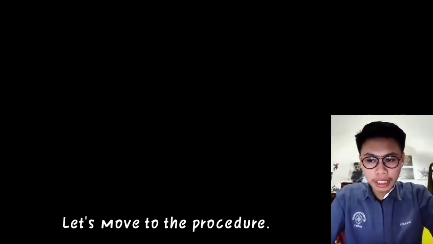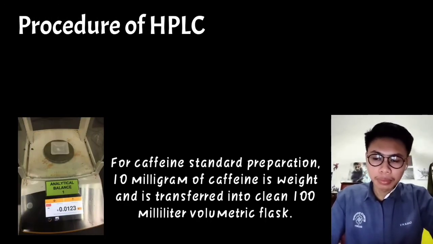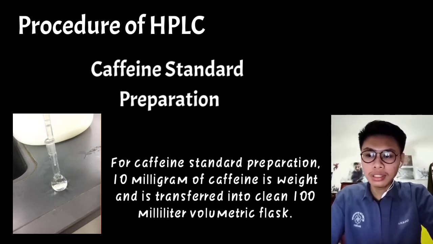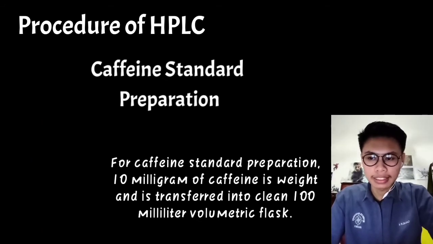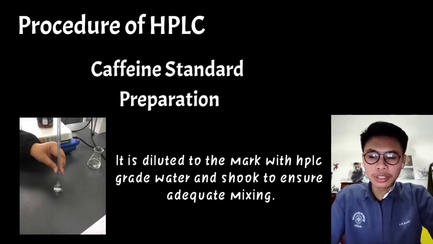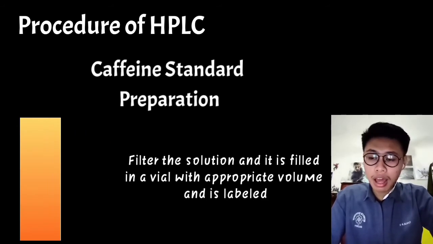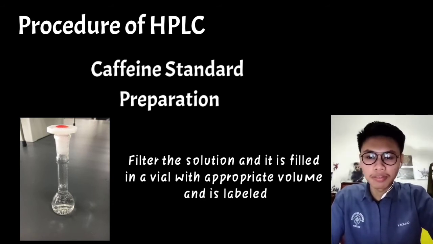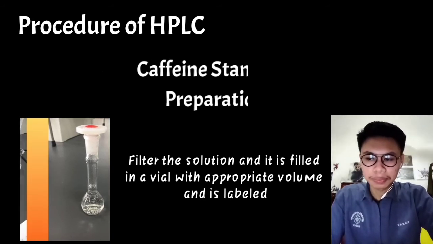Let's move to the procedure. For caffeine standard preparation, 10 mg of caffeine is weighed and transferred into a clean 100 ml volumetric flask. It is diluted to the mark with HPLC grade water and shaken to ensure adequate mixing. Filter the solution, fill a vial with appropriate volume, and label it.